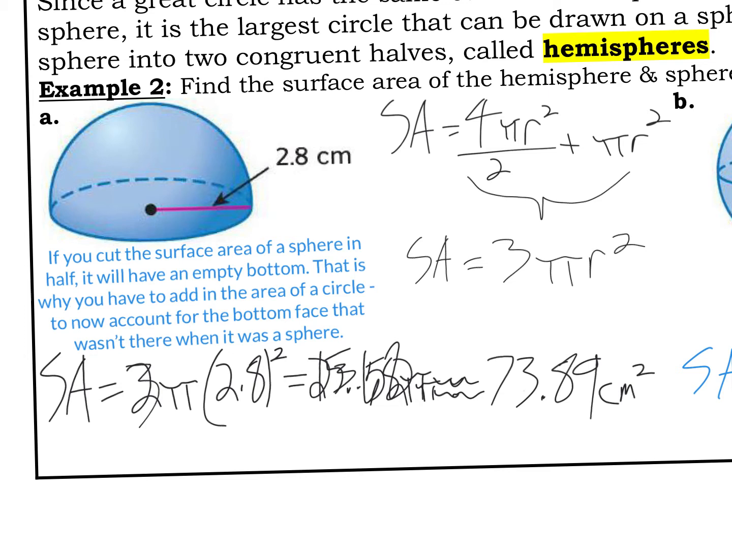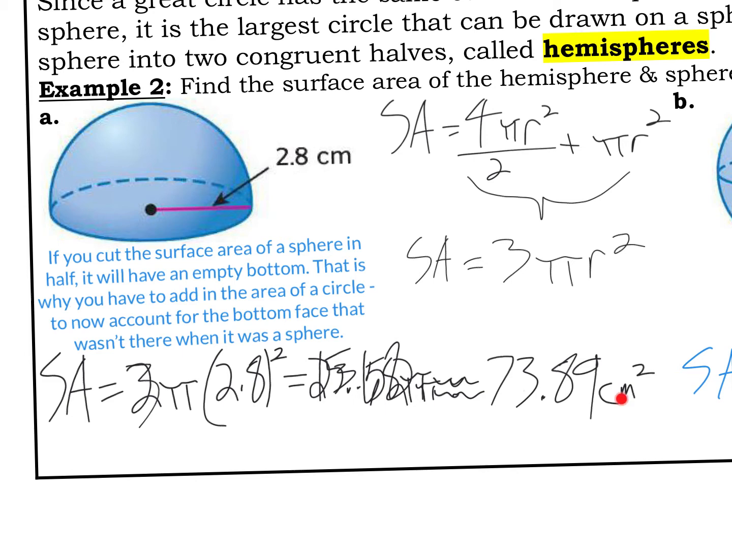So again, just imagine if you cut a sphere in half and it doesn't have a bottom, picture a contact lens. But if it does have a bottom, like if you cut a ball in half, then you have a bouncy ball. Then you have a proper hemisphere with a circle on its bottom. So anyway, I'm going to plug in 2.8 into 3 pi r squared, and that got me 23.52 pi, which rounds to 73.89 square centimeters.